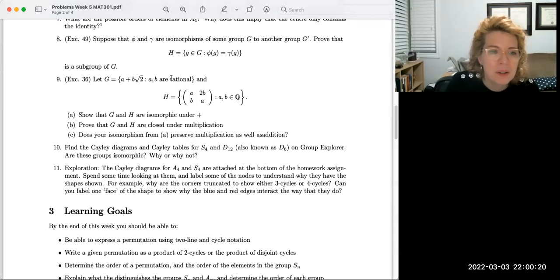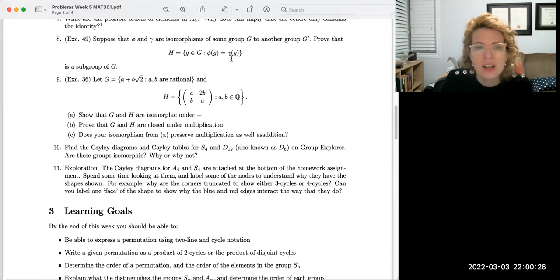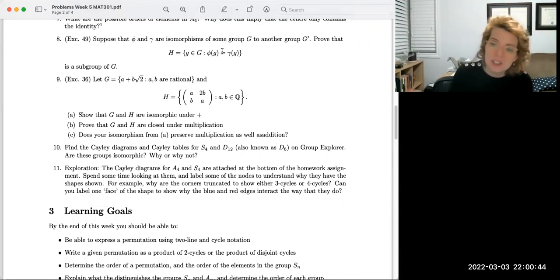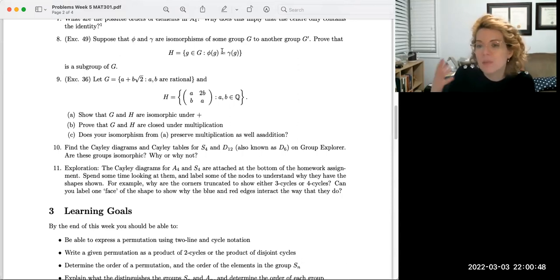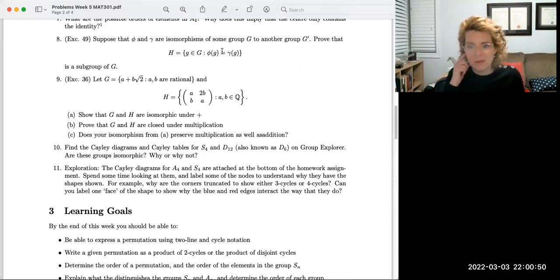Okay, so in question number 8, you're defining a subgroup H based on whether two isomorphisms send two elements to the same thing. The key thing here is to keep in mind what kind of elements H has in it. So H has elements of G in it. H does not have maps in it. It does not have images of maps in it. It has elements of G in it. And that's going to be your key fact, the key thing to keep in mind.